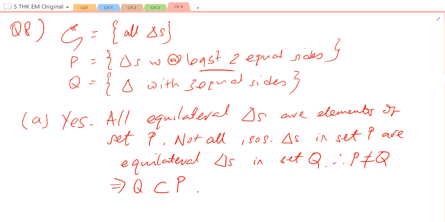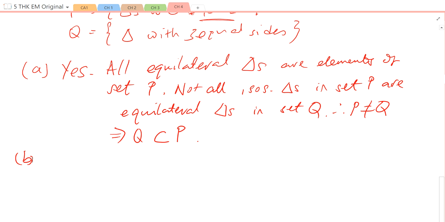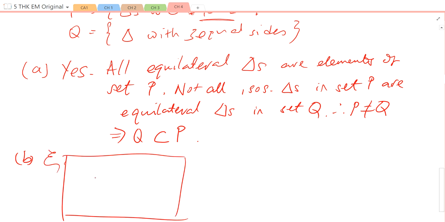So part B. Draw a Venn diagram again, represent the sets. Okay, so Venn diagram, my universal set. We say that Q is a proper subset of P, yeah? So this being P, then Q must be inside here. And now I have triangle 1 and triangle 2.